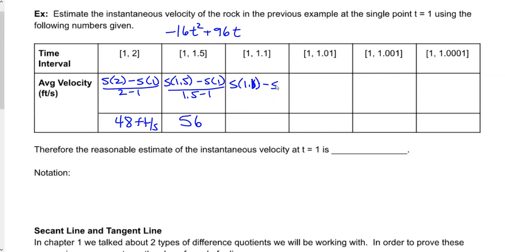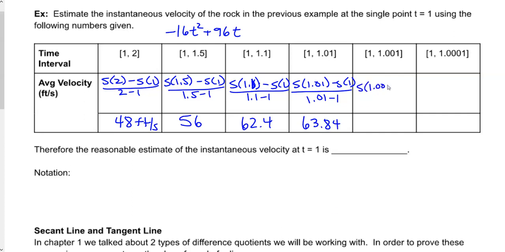s of 1.1 minus s of 1 all over 1.1 minus 1. So we're going to find out what this is. Subtract 80 from it, divide by 0.1. I will tell you that that average velocity is 62.4. Continuing on, same idea, y minus y over x minus x. Multiplying that within that function, adding it all together, subtracting from the 80 of s of 1, you get 63.84 when you divide by that 0.01.